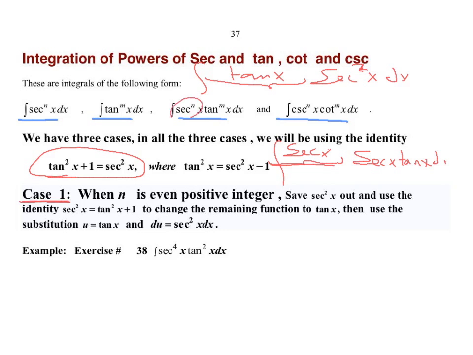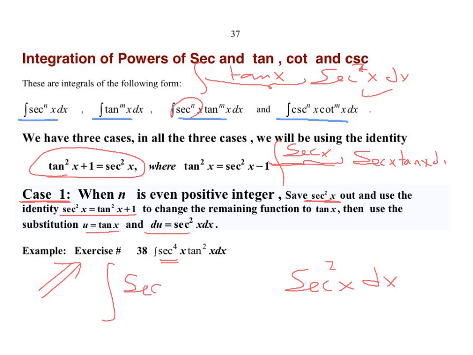When n is even, we are going to save a secant square out, and change the remaining function into a tan, and then use u and du. Let us see this using the following example. Here we have the power of secant even, which is 4, so it's an even number. So we are going to save a secant square out, and because the power of secant is even, it will remain even because we have taken a square out.